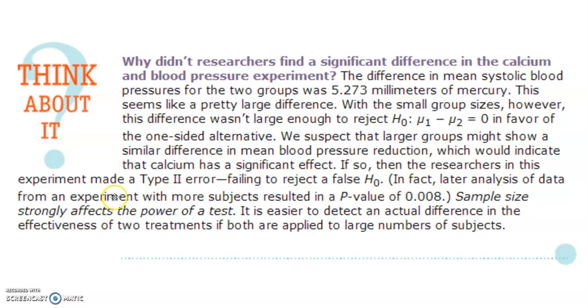Later analysis of data from experiments with many more subjects actually got a p-value of 0.008, even though the observed difference was very similar to this one. So sample size strongly affects the power of a test. Remember, the power of a test is how likely it is to correctly reject a false null hypothesis. So a large sample size greatly increases the power. Basically, the idea is it's easier to detect an actual difference in the effectiveness of two treatments if both are applied to a large number of subjects.